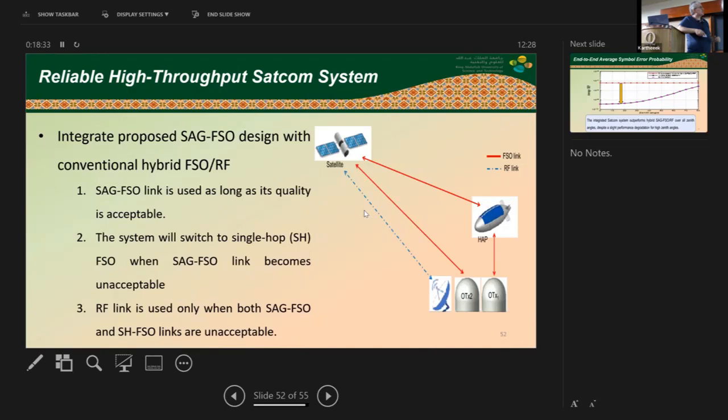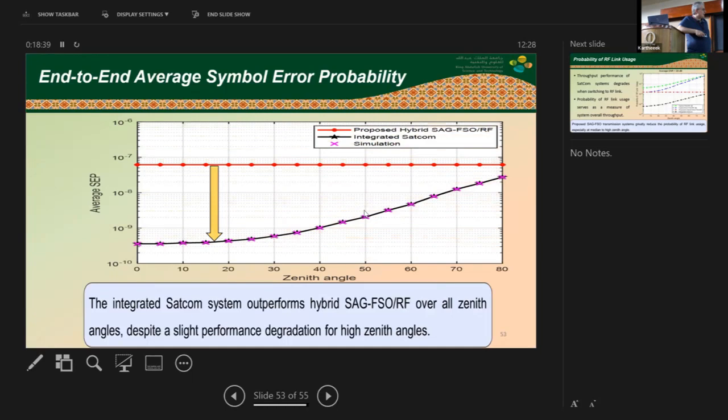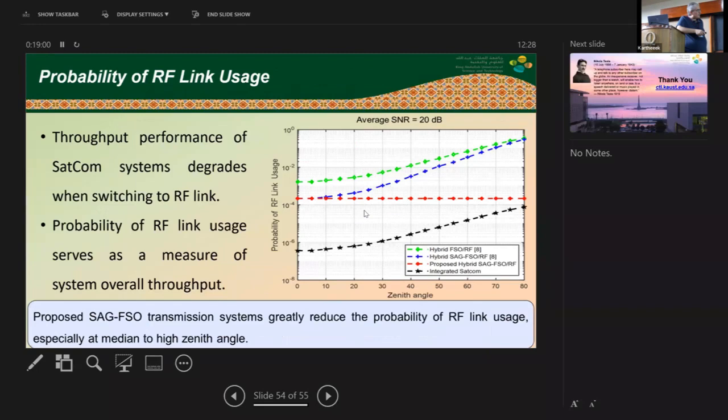And we show that ideally, at low zenith angle, our so-called integrated SATCOM system with three-level diversity gives you a clear advantage. But as the angle increases, because the FSO link will be subject to high turbulence, the backup FSO link is kind of not beneficial anymore. But all in all, what this curve illustrates is that this ultimate system gives you the best, meaning the lowest, probability of RF link usage. Because you want the use of your RF link to be the lowest, you want to maintain as much connectivity as possible on FSO, because that's the connectivity that gives you the highest feeder link speed.